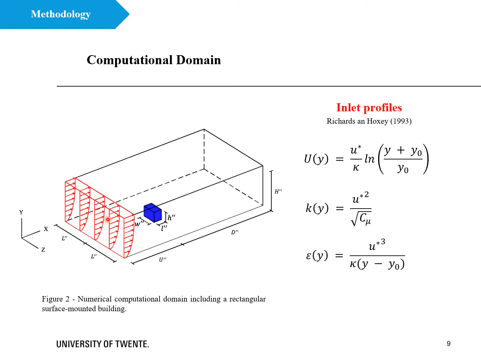In these equations, kappa is the von Karman constant and y0 is the aerodynamic roughness length. U star is the friction velocity and is calculated using this equation, where Uref is the reference velocity at a reference height Zref.